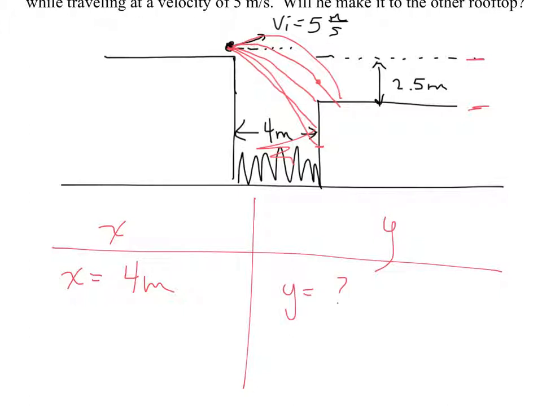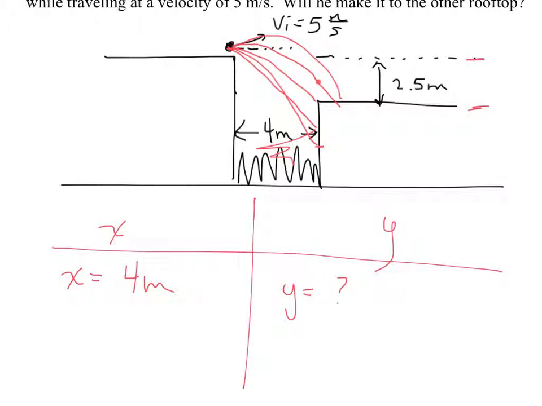Okay, remember, if the answer for y is more than negative 2.5 meters, he's going to fall to his death. If it's something less than that, in absolute value, I should say, meaning if it's like negative 1.5, that's less than that, or closer to 0 on the number line, he'll just make it. So let's figure out what the y displacement is.